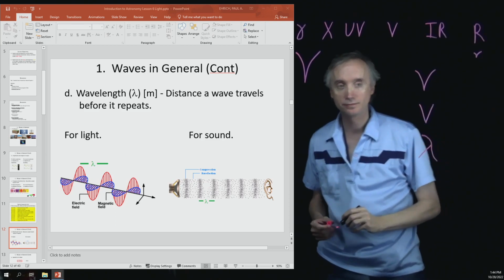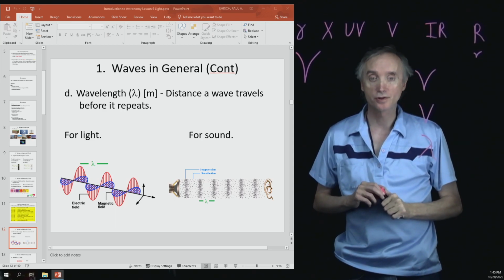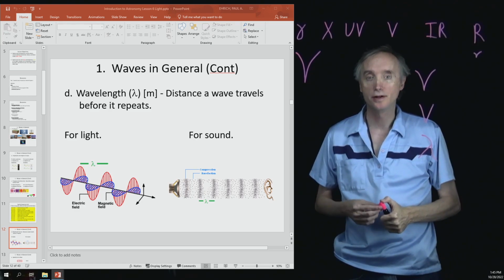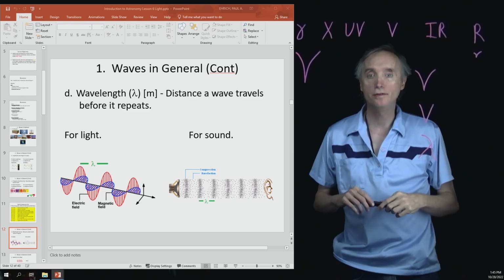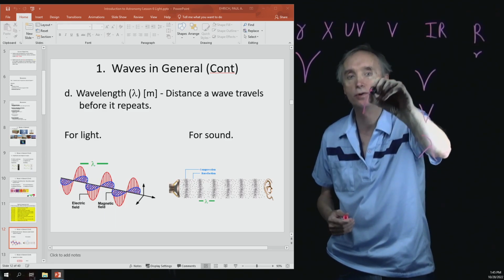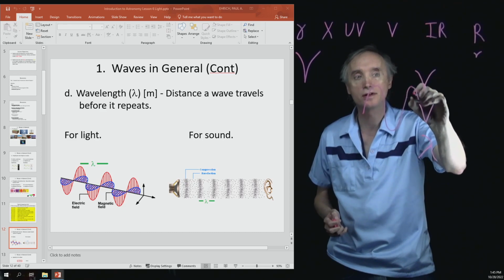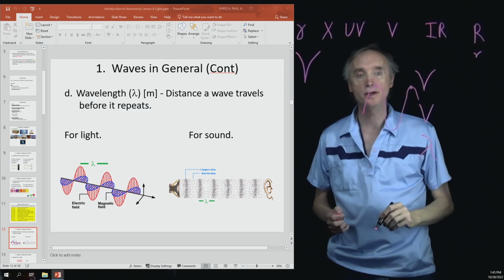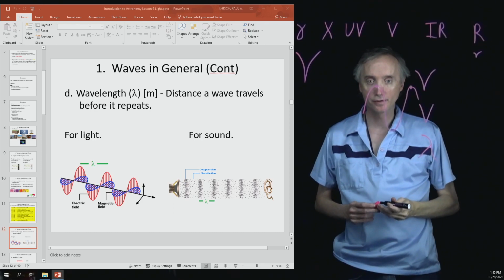That's called lambda. It's a Greek letter L. L for length, so it's the wavelength. It's measured in meters because it is a length. And it's the distance a wave travels before it repeats itself. So your typical wave, let's make a wave here, is like that. Do you see that it repeats itself over here? It starts here, let's say, and it ends over here, so that's where it repeats itself. The distance between those two points is the wavelength.